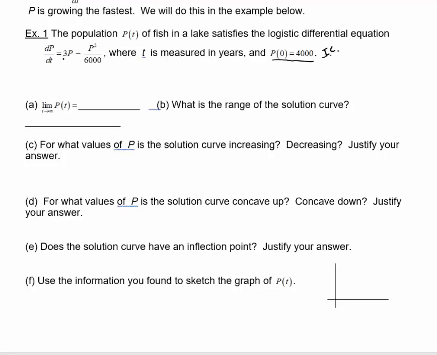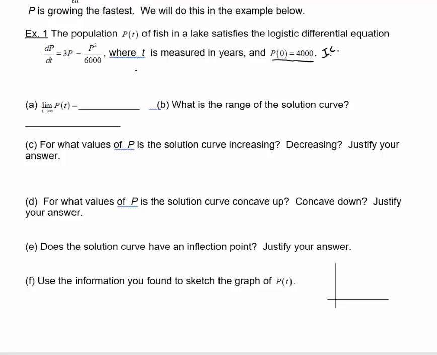And again, I'm looking for this one. This one's not factored, so I'm looking for a P term minus a P squared term. It's actually better to look at it in factored form, but we'll do that later. So we're going to go through the motions of this one first. What's the limit as t goes to infinity of P(t)?